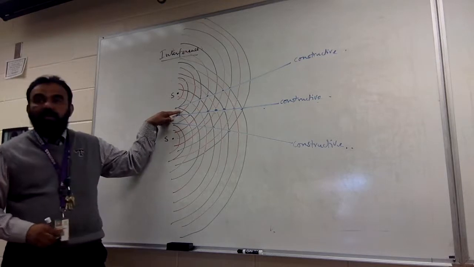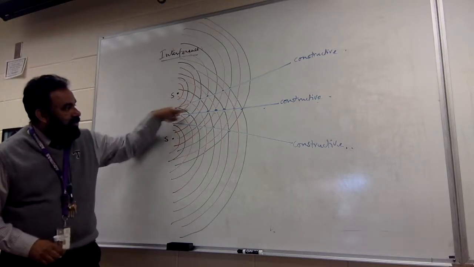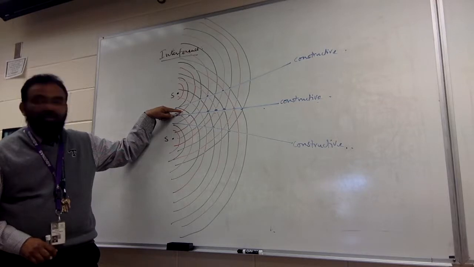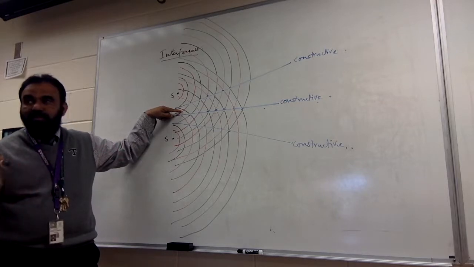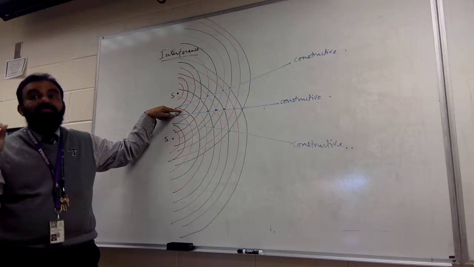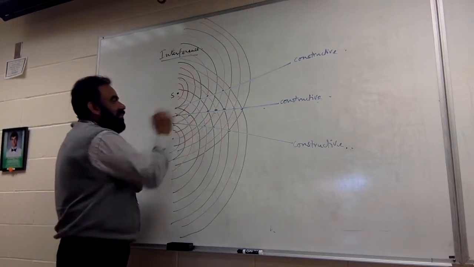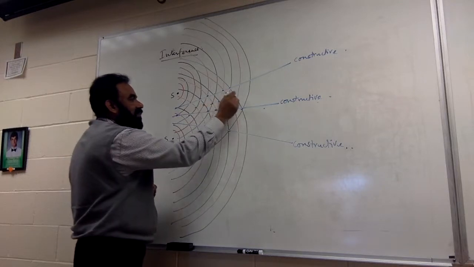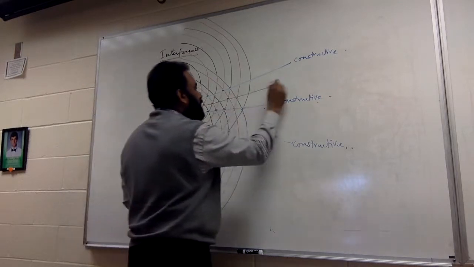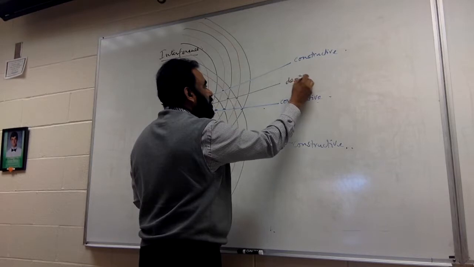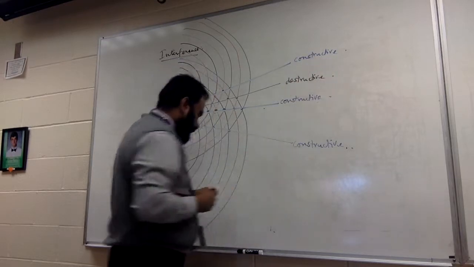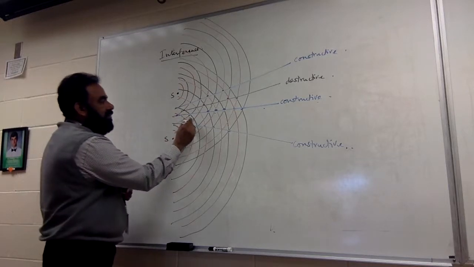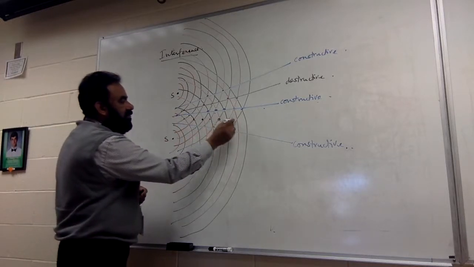Now, between these two, can you see this red and black merging together? Red is for expansion, black is for compression. So what will happen there is destructive. So this is a destructive interference. Destructive interference, destructive, destructive. So this line is destructive. Similarly here, destructive, destructive.